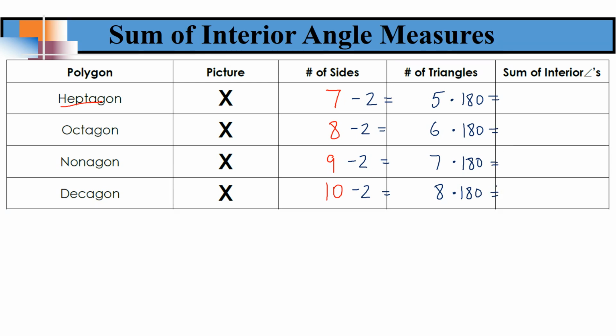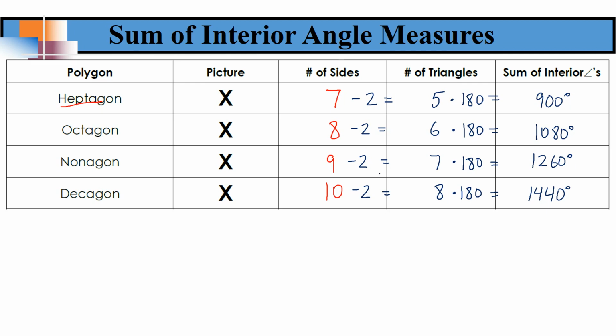5 times 180 leaves us with 900 degrees. 6 times 180 gives us 1,080 degrees. 7 times 180 gives us 1,260 degrees. And finally, 8 times 180 gives us 1,440 degrees.